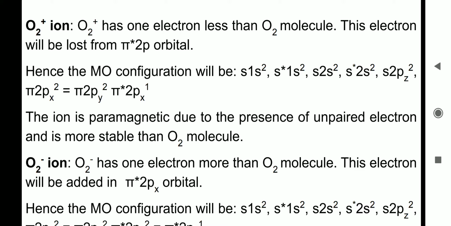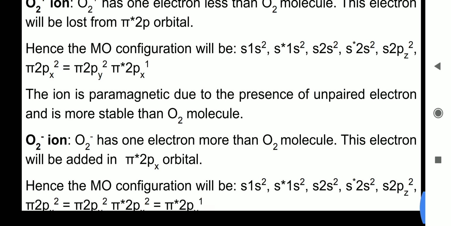Now why are we saying that it is more stable than the oxygen molecule? Because when we calculate the bond order, it comes out to be 2.5. Oxygen's bond order is 2, this is 2.5, so it is more stable than the oxygen molecule, and it is paramagnetic similar to the oxygen molecule, but its magnetic moment will be lesser than that of oxygen, because there the magnetic moment is due to 2 electrons, here it is only due to 1 electron.